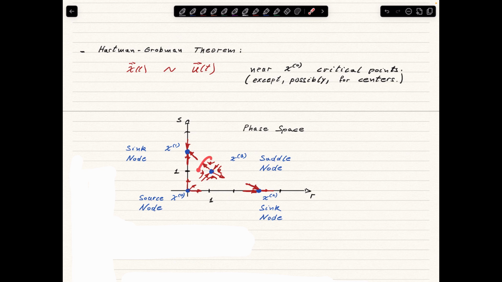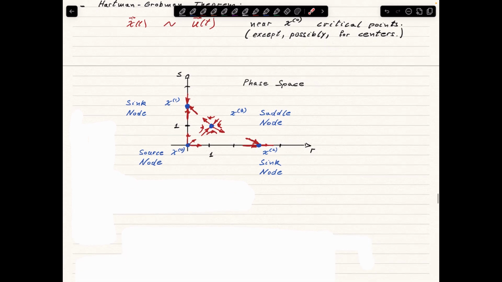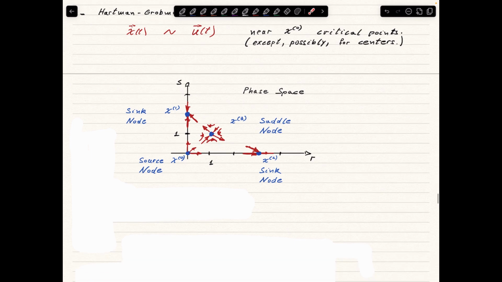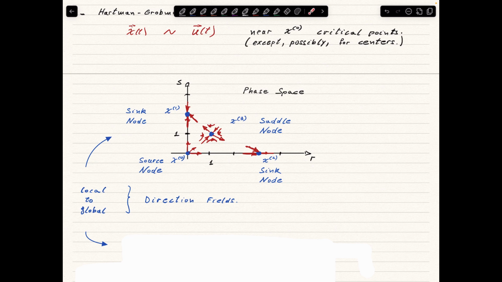The solutions of the nonlinear system here behave like a saddle, here behave like a sink, and here they behave like a source. This is what the Hartman-Grobman theorem says, and that's all we can get so far. Now, how can we get from this picture to a global picture of what happens here, here, here, and here, and somewhere here, and somewhere there, and over there?